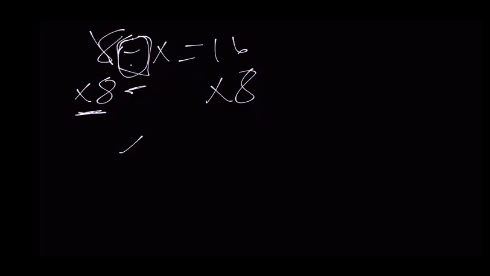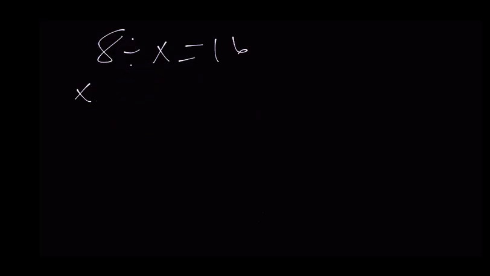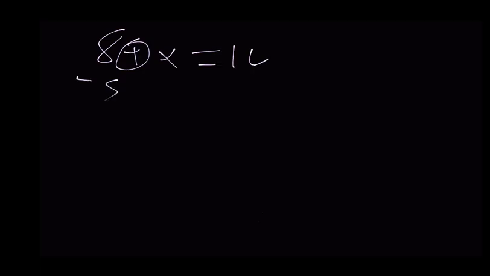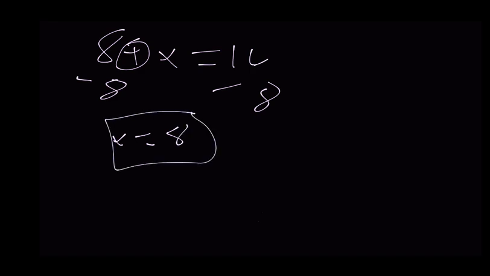If it's added, that's another story. See, x plus 8 equals 16. So the opposite of this operation is subtraction. So it's going to be minus 8 on both sides, x plus 8 minus 8 equals 16 minus 8. We leave x here, all right? It's going to leave us with x equals 8. That's the solution for this one.